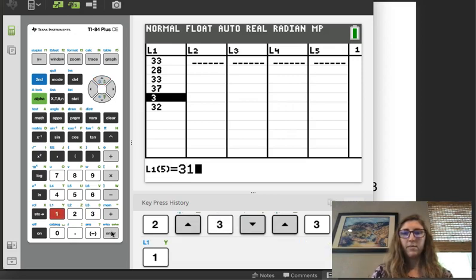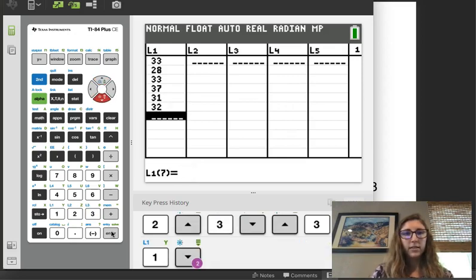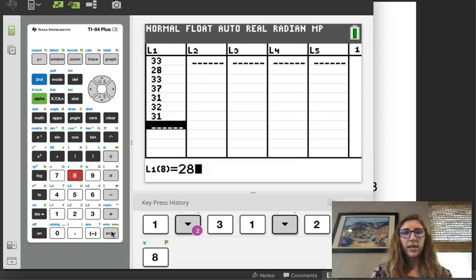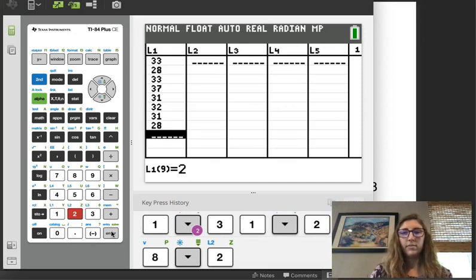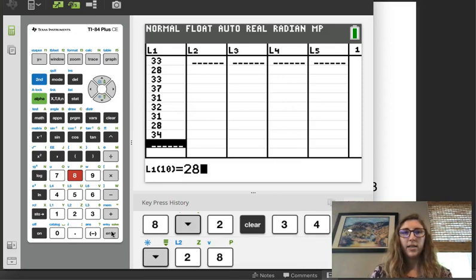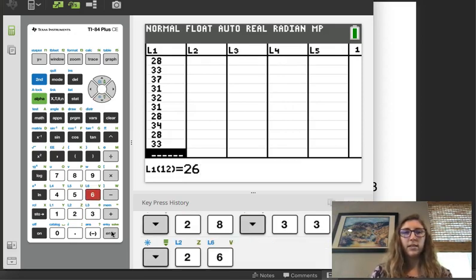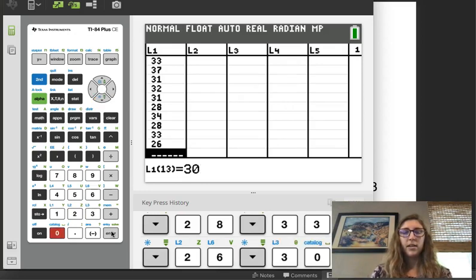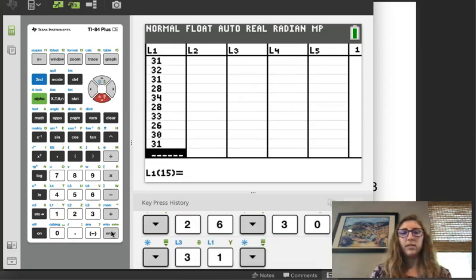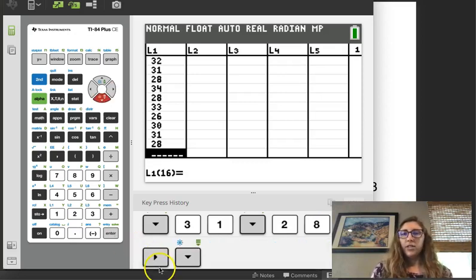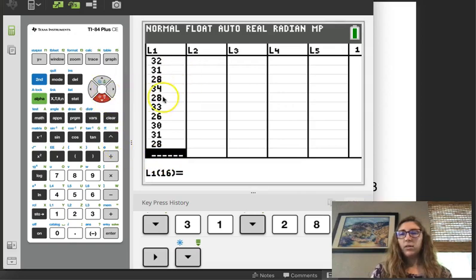This was a 31, 32, 31, 28, no, 34, 28, 33, 26, 30, 31, 28. Okay. And just to be clear, it does not matter what order you enter these in at all.